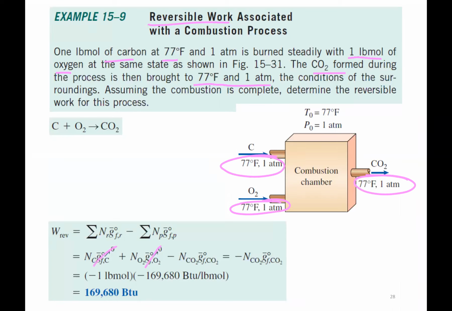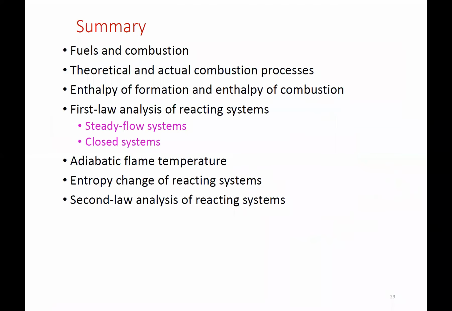Carbon is 0, oxygen is 0. So we only have the Gibbs value from CO2, and this is again in the table in the back. So take a look at those tables and understand how to get your values for enthalpies and Gibbs. So we get that, plug it in, and we see this is the most work we could get from this chemical reaction. The reversible work, the maximum useful work just by forming CO2 from carbon and oxygen. That's the max we can get. All right. So that's chapter 15.